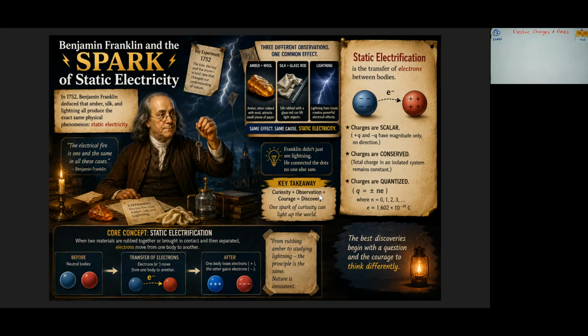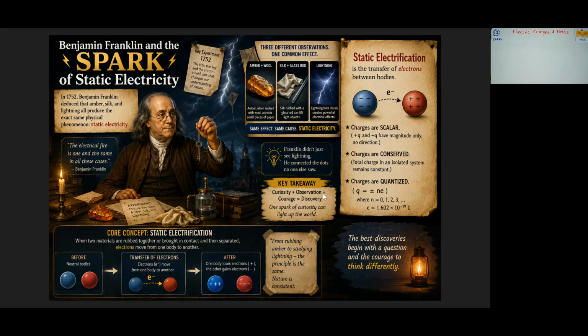Three different observations, one common effect. Amber plus wool: amber, when rubbed with wool, attracts small pieces of paper. Silk plus glass rod: silk rubbed with a glass rod can lift light objects. And lightning from clouds creates powerful electrical effects. Same effect, same cause: static electricity. Clear?